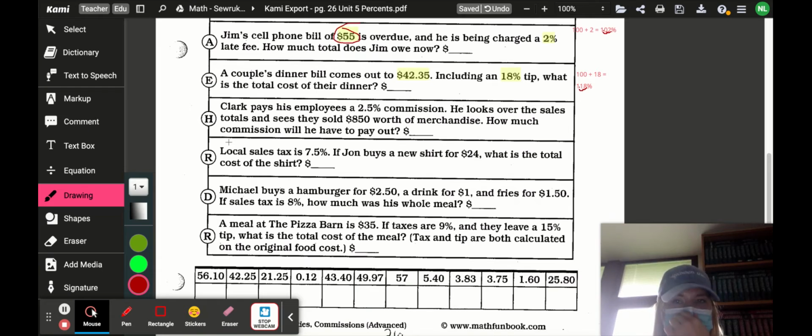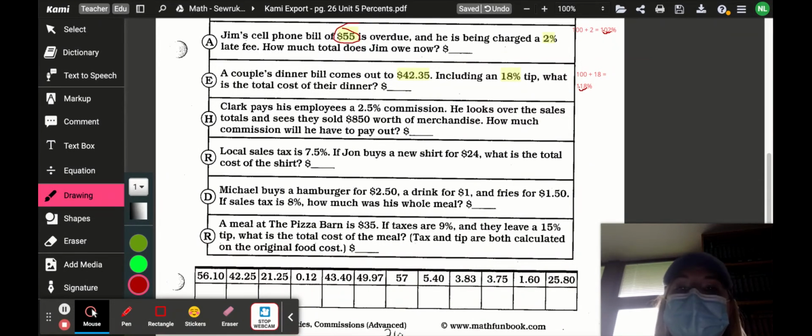All right, for H, Clark pays his employees a 2.5% commission. He looks over the sales totals and he sees they sold $850 worth of merchandise. How much commission will he have to pay out? So again, they're looking for how much commission they made on this sale. You're taking that 2.5%. It's a percent. You have to make it a decimal, so you have to move the decimal point 2 places to the left. So you get 0.025, and you are timesing it by 850, the total sale. All right, and that's going to give you how much commission he will have to pay out.